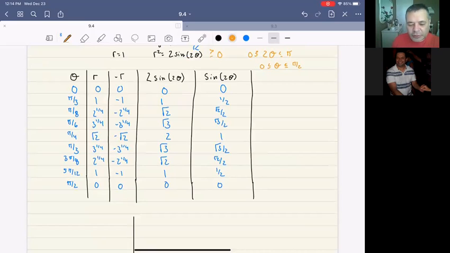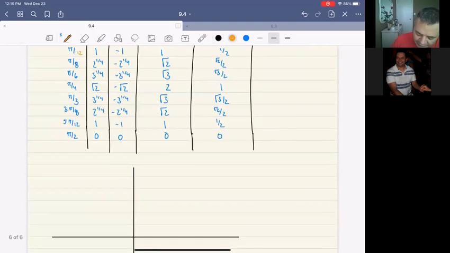Okay, we're going to graph by taking... something went wrong. I said pi over 3 here because I was doing pi over 6. That should have been pi over 12. Should have known better. Okay, so now I'm going to start graphing this.